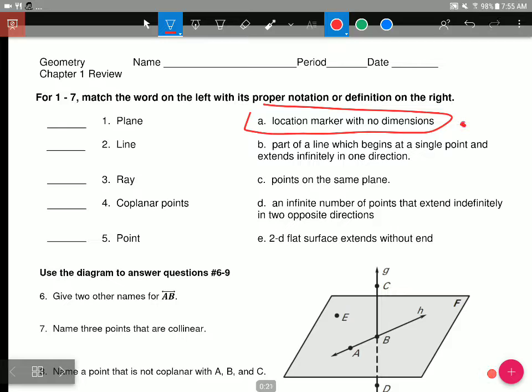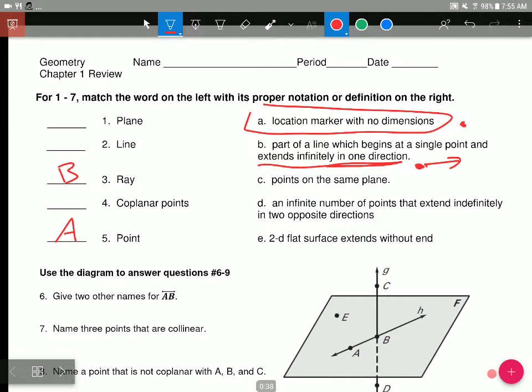It's a location. It's nothing else. Has no size, no nothing. So that's a point. A part of a line which belongs to a single point and extends infinitely in one direction. The key here, it extends in one direction. It is a point and a direction, aka a ray.